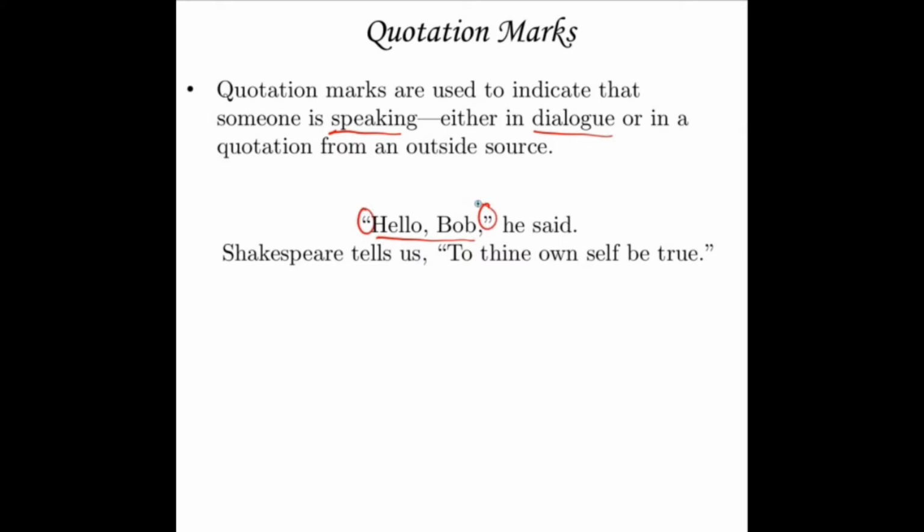Now, when I say quotation marks in this lesson, I am pretty much always going to be referring to the double quotation marks. There is such a thing as single quotation marks, and I will talk about them, but when I say quotation marks, assume that I mean the double ones. And in our second sentence, Shakespeare tells us, "To thine own self be true." Well, Shakespeare probably didn't say that out loud unless he was playing Polonius in a production of Hamlet, but he wrote it down, so when we quote him, we put his quote in quotation marks.